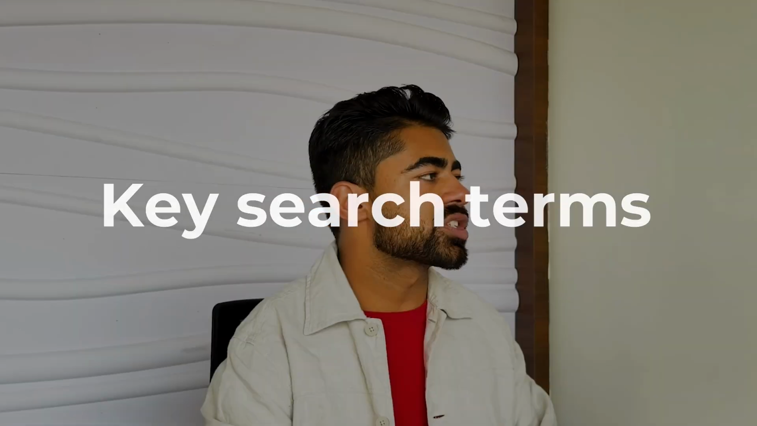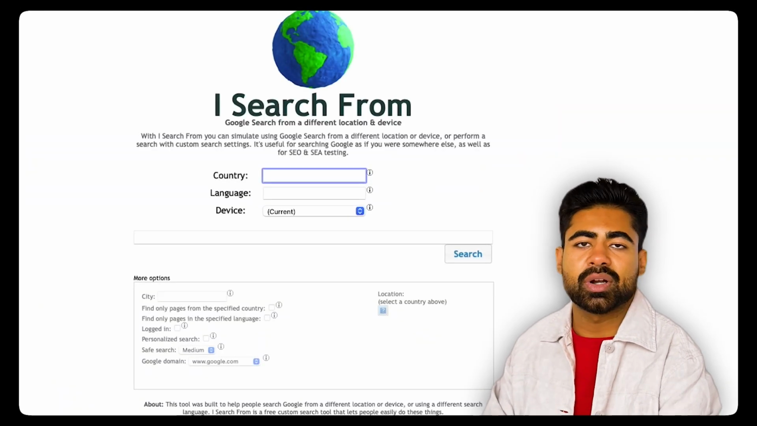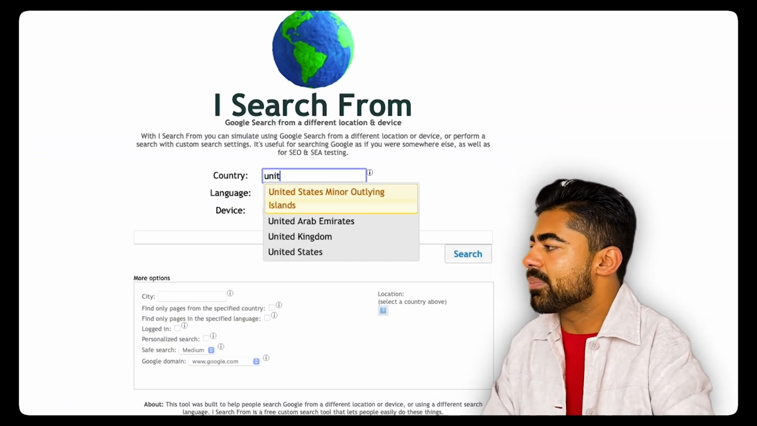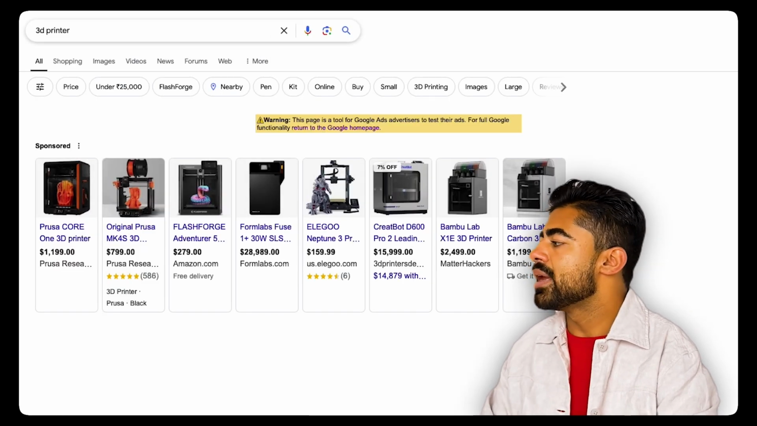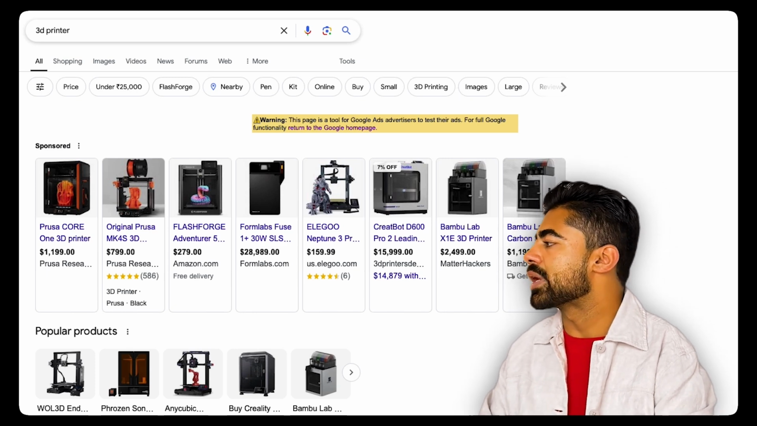But the way we like to do it is essentially we like to start off by finding, first of all, the key search terms which describe our brand in detail. For example, if I were in the niche selling 3D printers, then one of the major keywords would be 3D printer. So what we would do is go on Google and type in the keyword 3D printer, and from here our market research would begin.